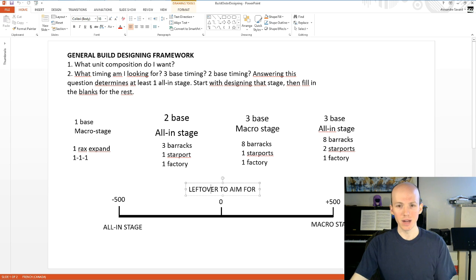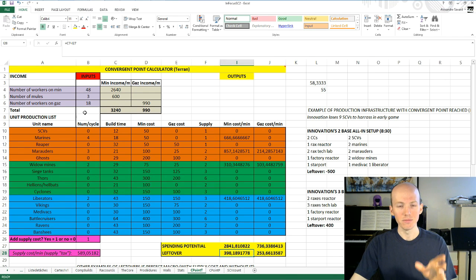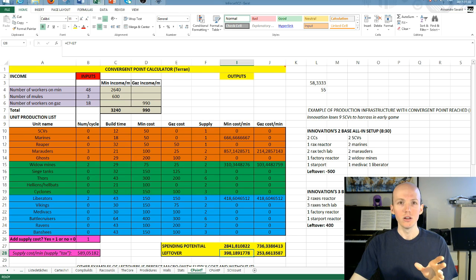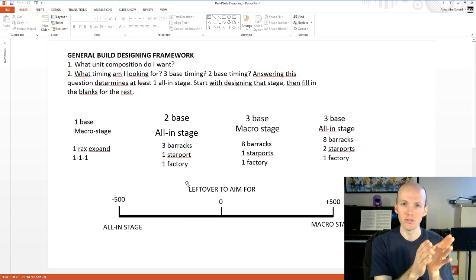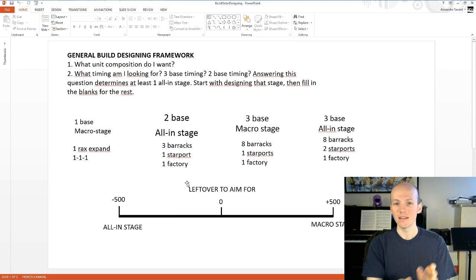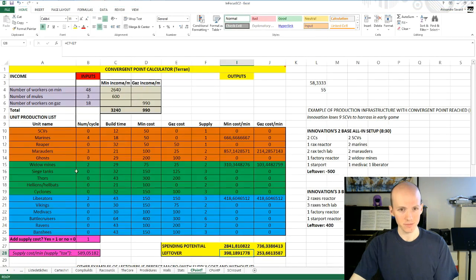So now let's just keep in mind that, as we said, when it comes to determining how much leftover we should have in this cell from the production cycles that we've determined, you have to bear in mind that, okay, if I'm going to design an all-in stage, a point in time where I'm not going to invest in additional infrastructure, then I may work in this zone. So I'm going to have maybe negative 300, negative 400 minerals of leftover. That way I'm sure I can spend all of my money on units at all times and spend all of my bank. If I'm going to design a more macro oriented stage, then I'm going to work more towards this zone for my production cycles.